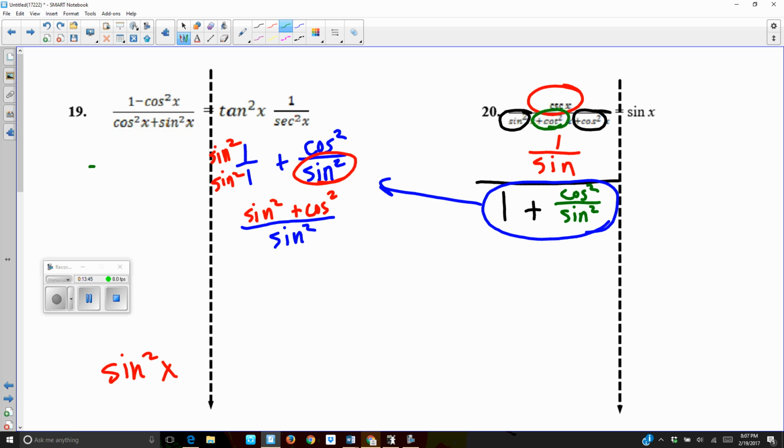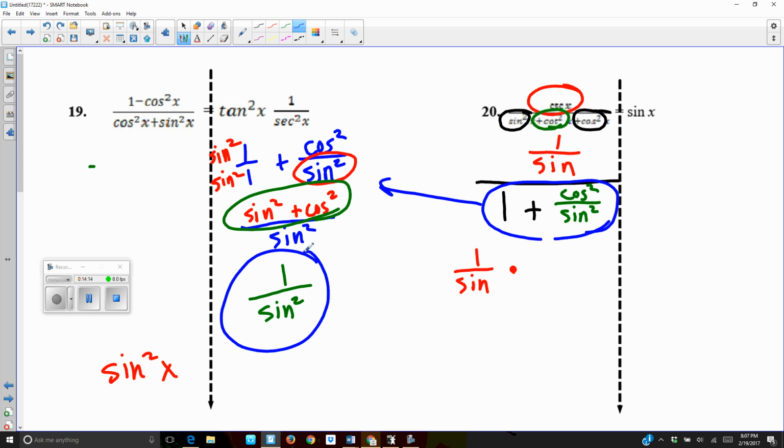And then we can go ahead and simplify this one step further before we go back to the proof. Sine squared plus cosine squared is 1. So this becomes 1 divided by sine squared. So rewriting, the top is still 1 divided by sine. Now we're going to multiply by the reciprocal. Remember, this has just replaced the 1 plus cosine squared over sine squared.